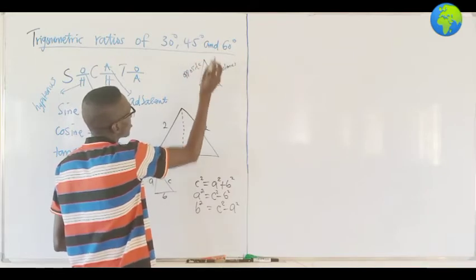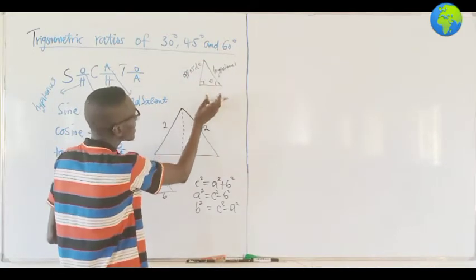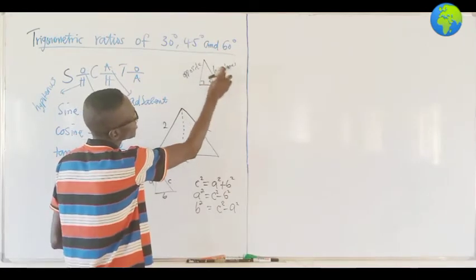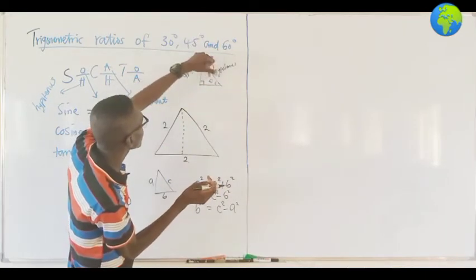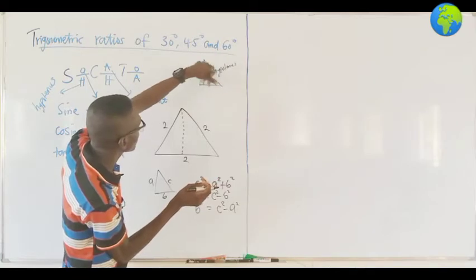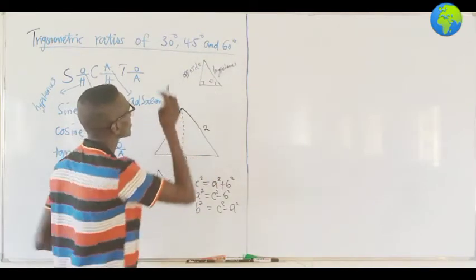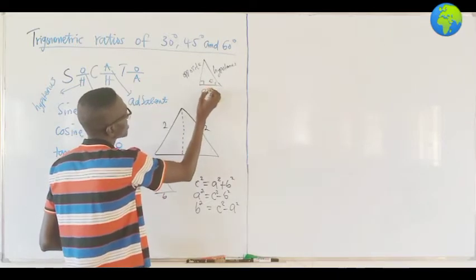right? This is our opposite. The side that is close to the angle, you can see that the longest side is close to the angle as well, right? But you won't consider that. You pick the side that is close to the angle but is not the longest. So this is our adjacent.